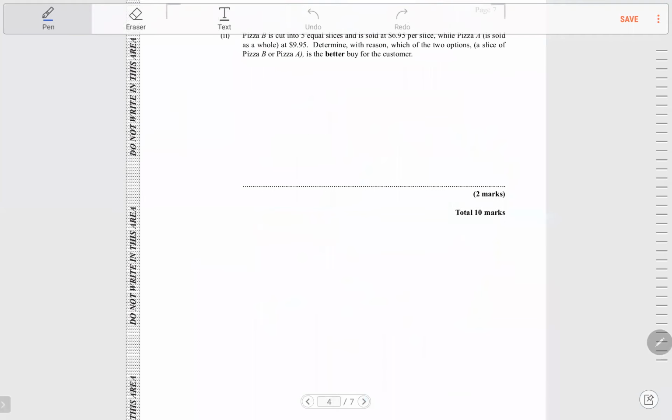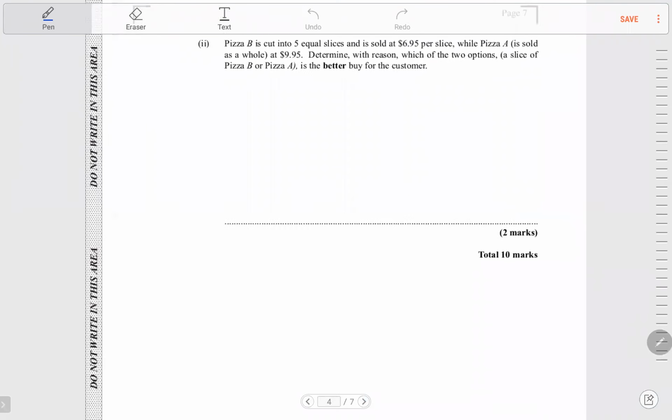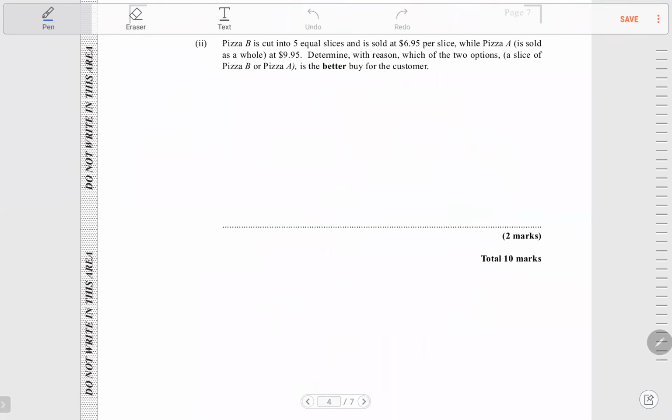So the next page tells us that pizza B is cut into 5 equal slices and is sold for $6.95 per slice. And then pizza A is sold as a whole for $9.95. Determine which of the 2 options, slice of B or pizza A, is the better buy. The better buy is the one where you're getting more for your dollar. Let's look at the information.